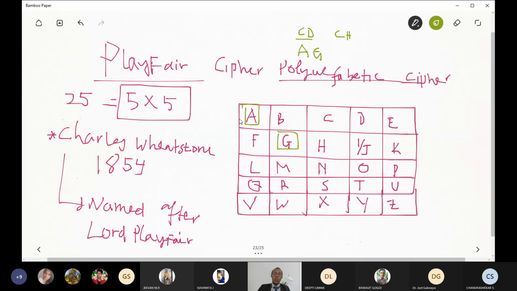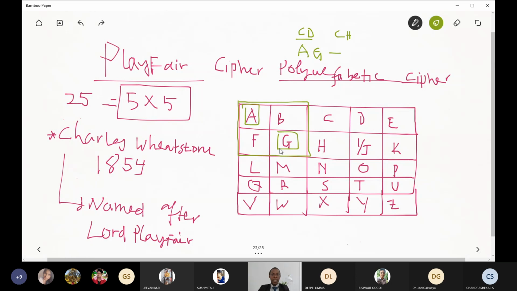You draw a square or a rectangle on the corners of those two letters. For example, we have A and G. One is in the first row, the second is in the second row. You draw a rectangle, and those two letters become your corners. Now the drawing will be this one.